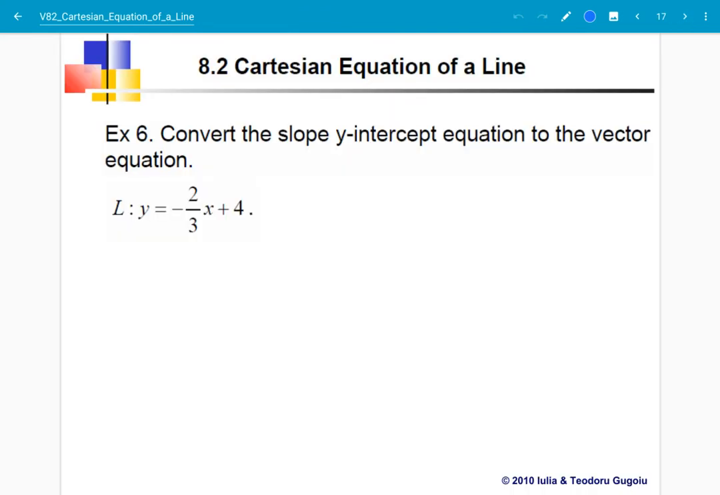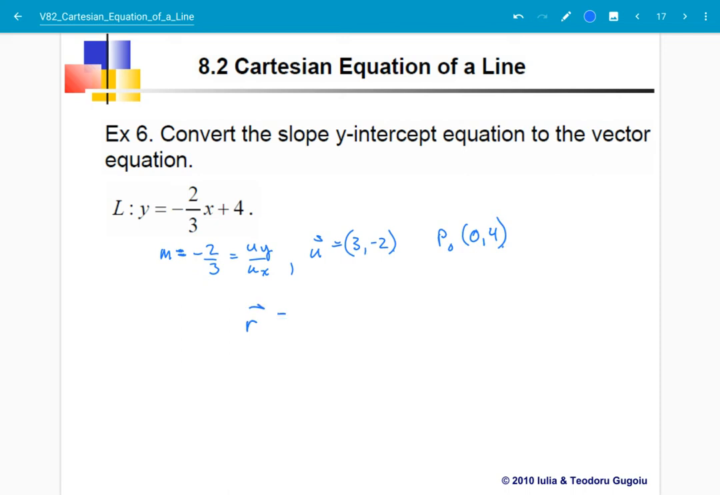Example 6, convert the slope y-intercept equation of the line to the vector equation. Slope is -2 over 3. Remember, then that's uy over ux. So the vector equation, the direction vector for the line would be 3 and -2. I need a point on the line, right? P naught. Well, I can just use the y-intercept, 0 and 4.